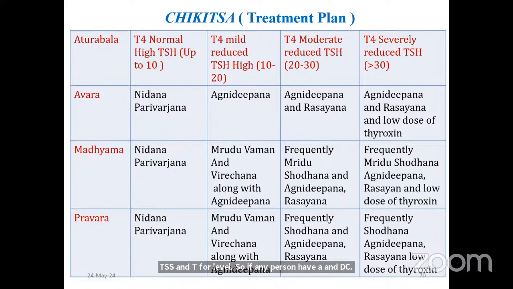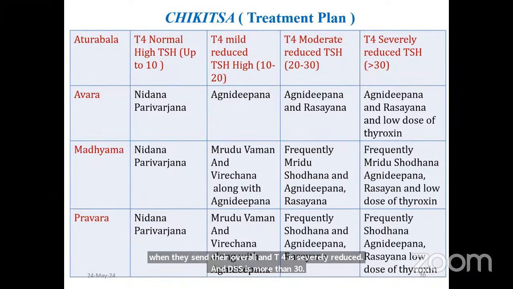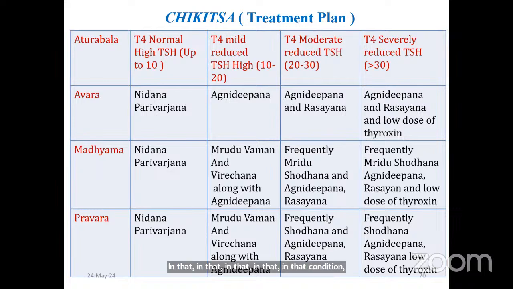If Aturbal is very less and T4 is mildly reduced and TSH is high, 10 to 20, then Nidan Parivartan along with Agnidipan is required. When Aturbal is less and T4 is moderately reduced, TSH between 20 to 30, in this condition Nidan Parivartan, Agnidipan as well as Rasayan therapy is required. And when the patient has low bal and T4 is severely reduced and TSH is more than 30, in that condition Nidan Parivartan along with Agnidipan, Rasayan and an integrative approach is required. Low dose of thyroxine should be given, so it can help the patient to recover very fast, and we can also prevent the complications.